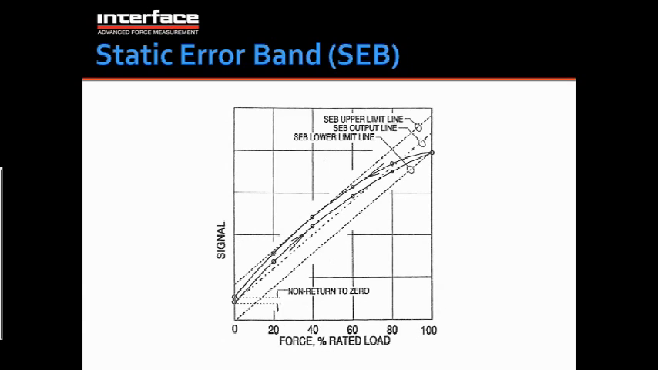And this is how we determine how the steric error band is determined. So again, looking at our curves that are obtained from our calibration procedure, what we do is we draw a line that starts from zero. So then from there we draw two parallel lines to this first line.